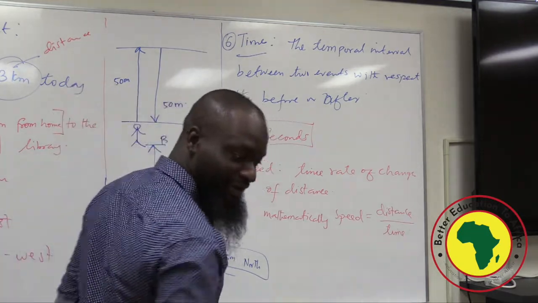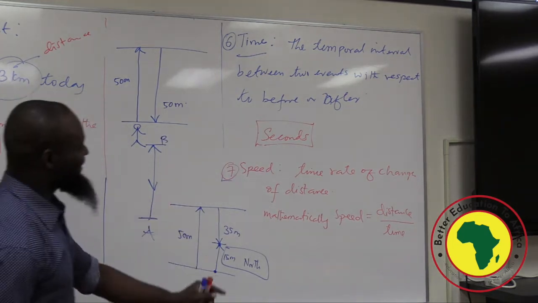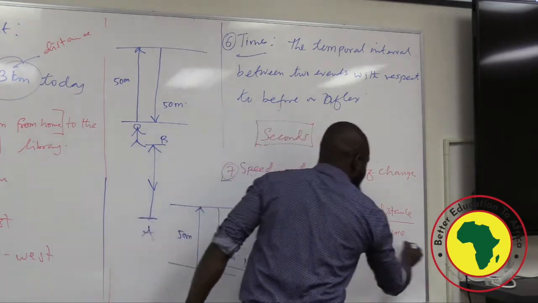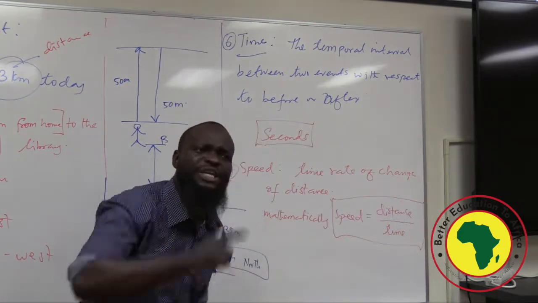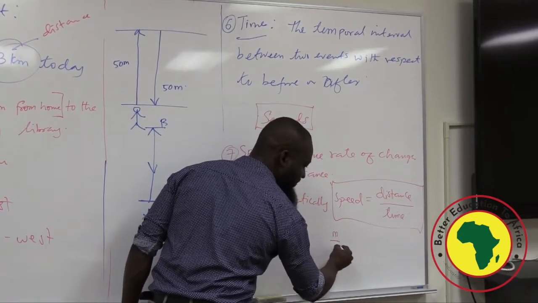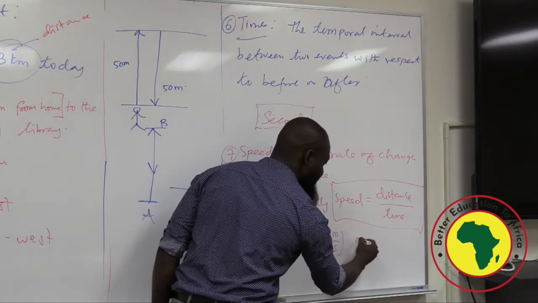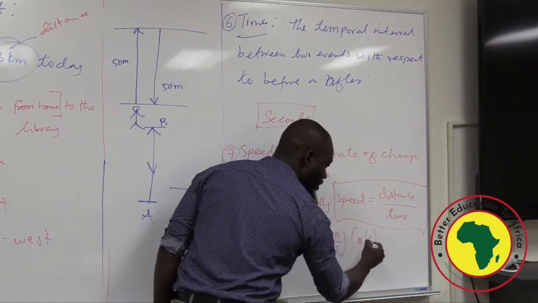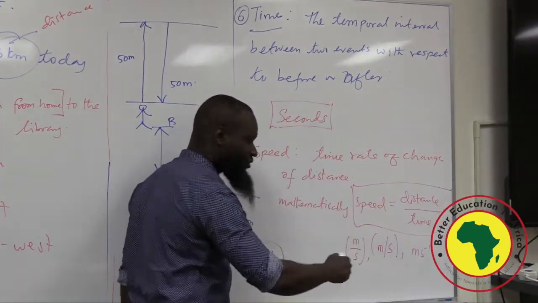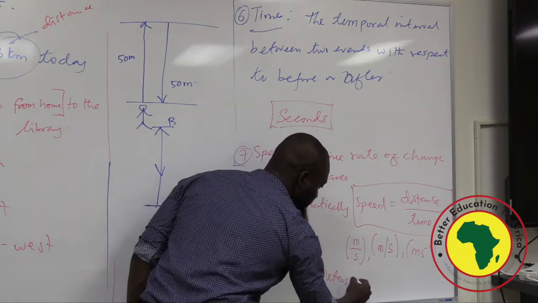All right, now let's look at the speed, the time rate of change of distance. This is what you should focus on. Speed is distance divided by time. So what is the unit of speed? Speed will have a unit of distance, meters, over time, seconds. Meters over second is called meters per second. It could be written like this, or it could be written as meters second to the minus one. So these are all units of speed. It's read as meters per second.